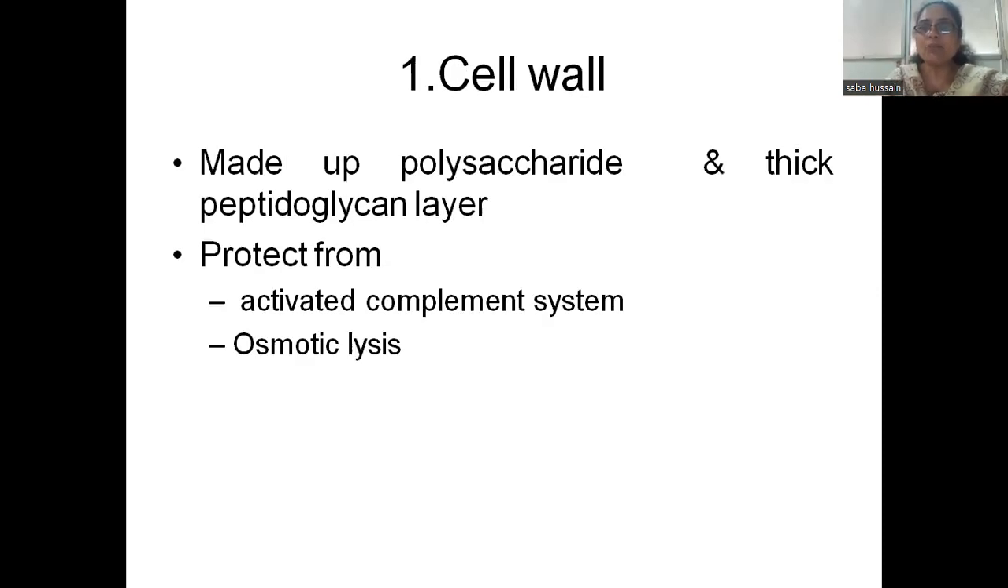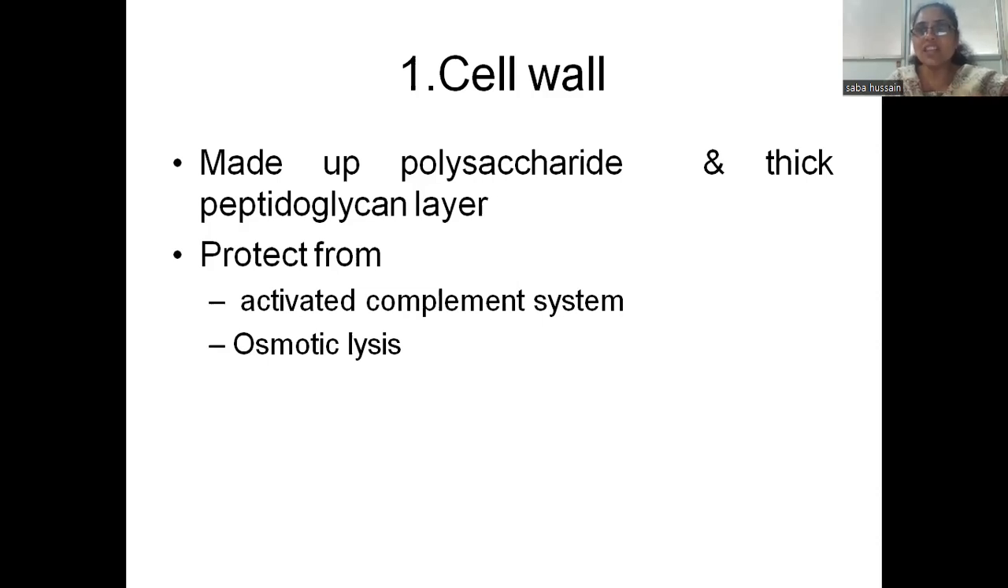Coming to the cell wall, how it causes problems to the host: we all know that the cell wall of gram-positive bacteria, and that too of Staphylococcus aureus, which we are studying today, consists of polysaccharide and a thick peptidoglycan layer. This layer protects the organism from getting in touch with the complement system. If the complement system gets activated, the organism may be opsonized, it may be killed. What is opsonization, what is the complement system? If you want to know these things, you have to see my previous videos, where I have talked in detail about this.